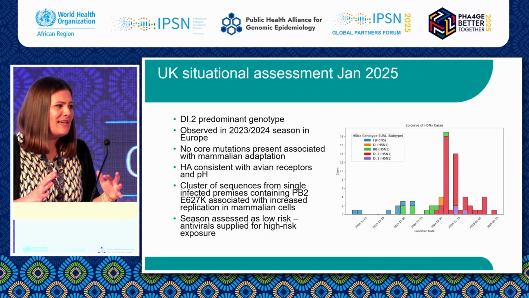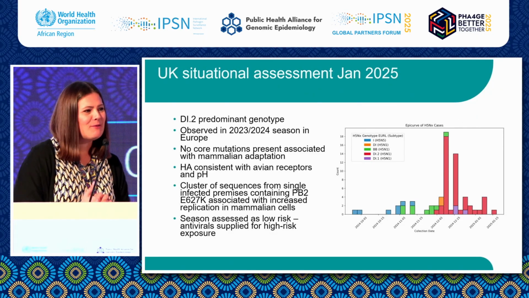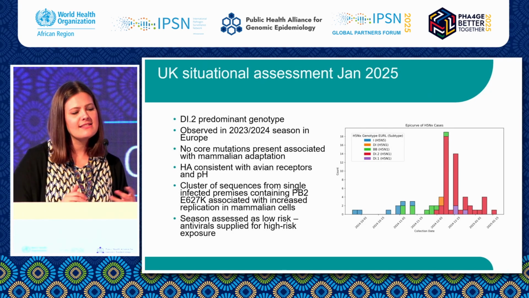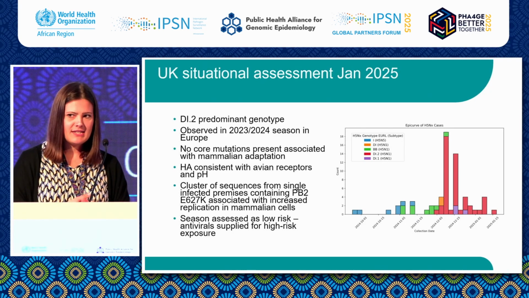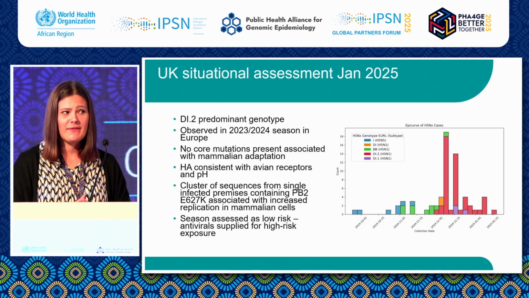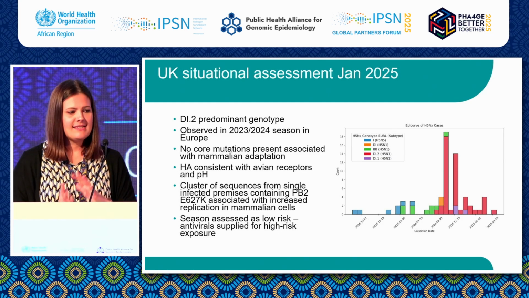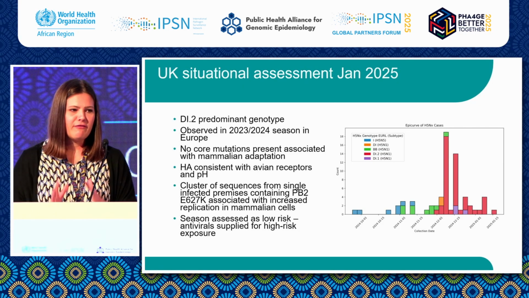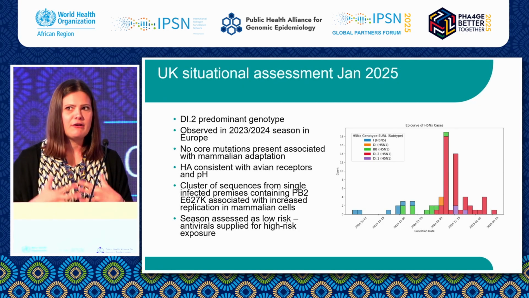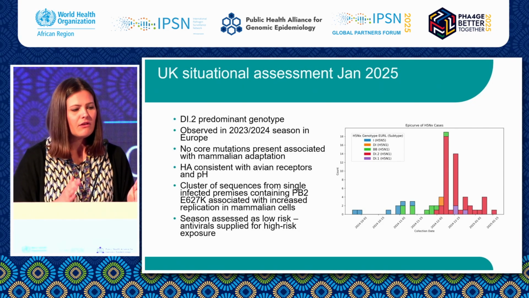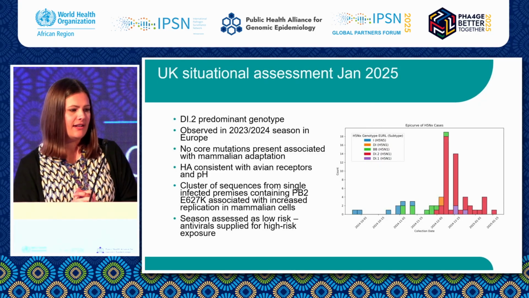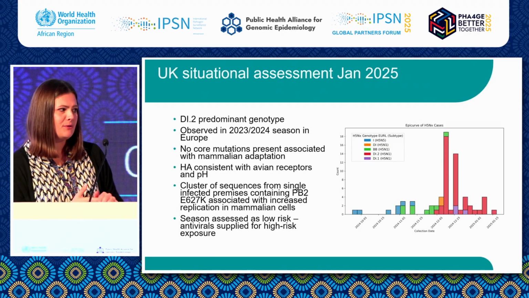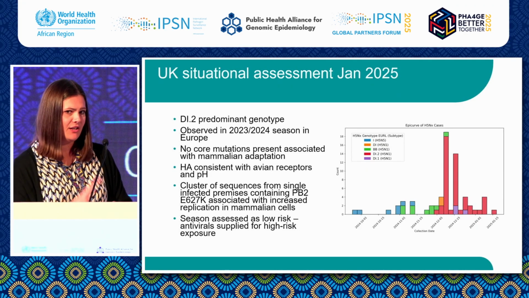So into the meat of the actual assessment that we did within the UK. Our animal health colleagues share sequence data with us routinely for anything that they generate from their own surveillance. And we then assess that based on those 4 principles that I just talked about to evaluate the current risk to human health. So looking at the data that they provided us, we were able to say that in January 2025, DI.2 was the predominant genotype that we were observing in UK birds.